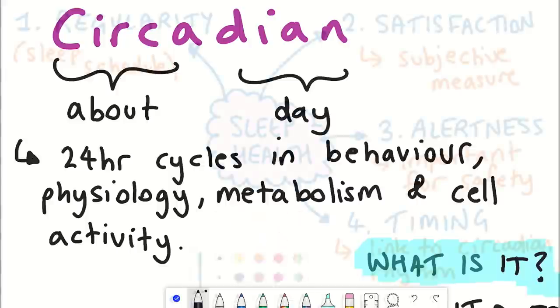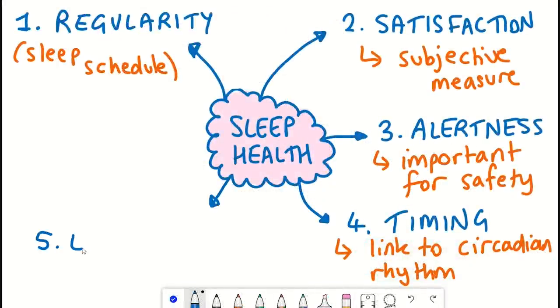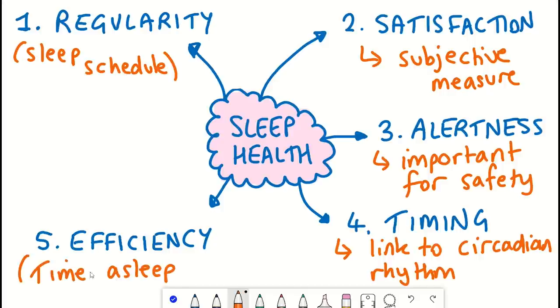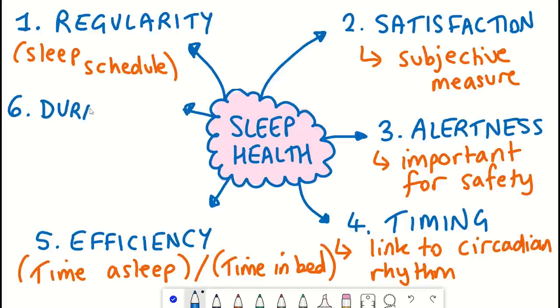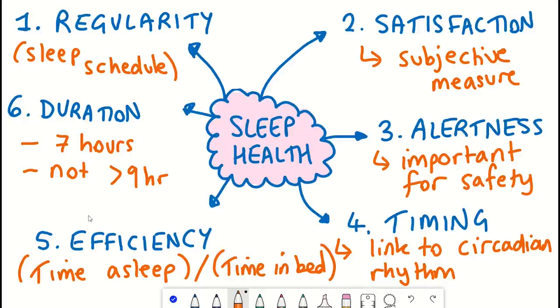Number five on the list is efficiency. This is an effective measure for how long does it take for you to get to sleep. In other words, a ratio between the time spent asleep versus the time available to sleep. And this is useful to assess insomnia. And then the final, maybe the most obvious metric, is duration of sleep. The general recommendation we often hear is that we should be getting 7 hours of sleep per night, but no more than 9 hours.